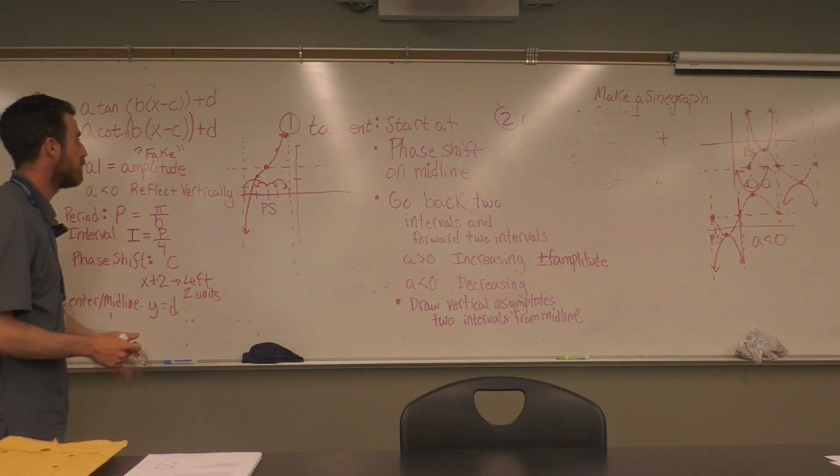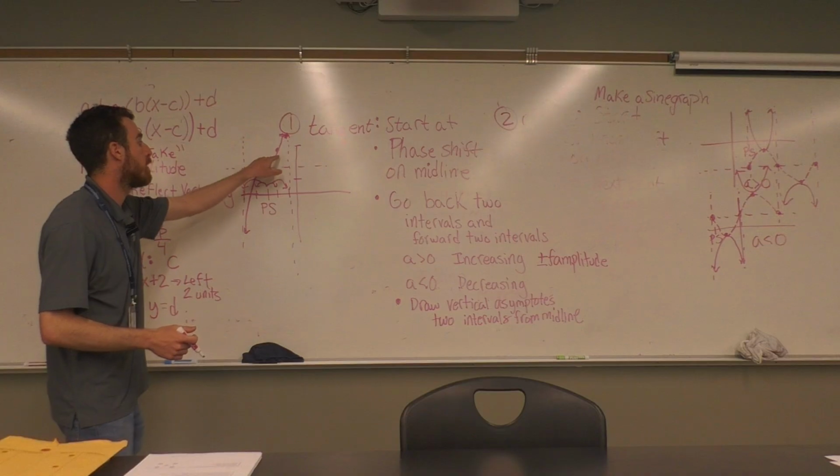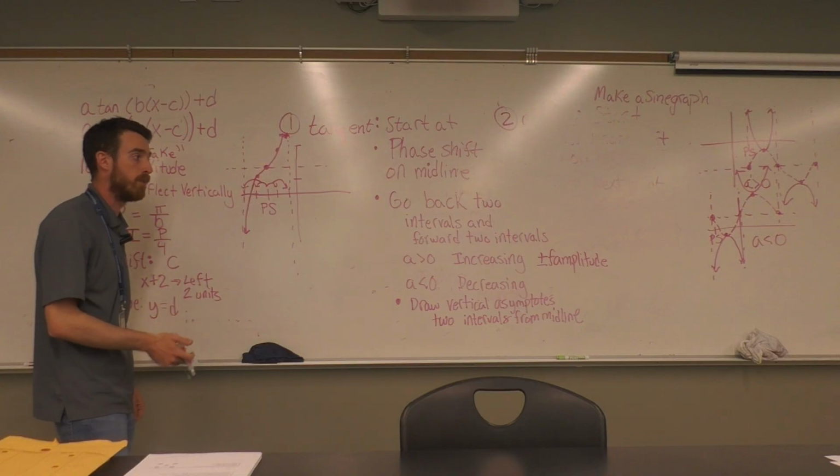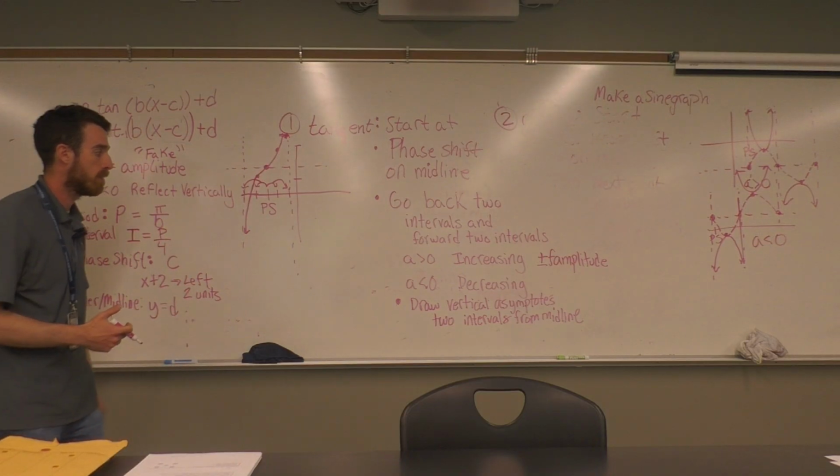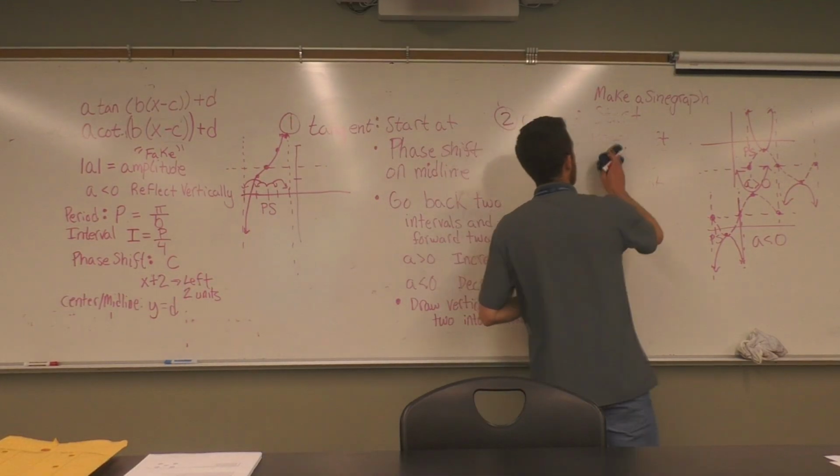And that seems decent. Right? We start at the midline. The only place to go is up 1 and down 1 amplitude, and then we go to the vertical asymptotes. That should be good. All right, we're almost there.